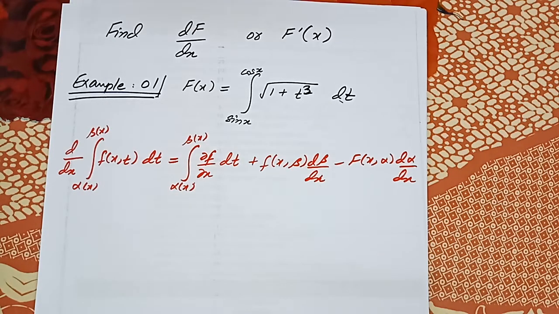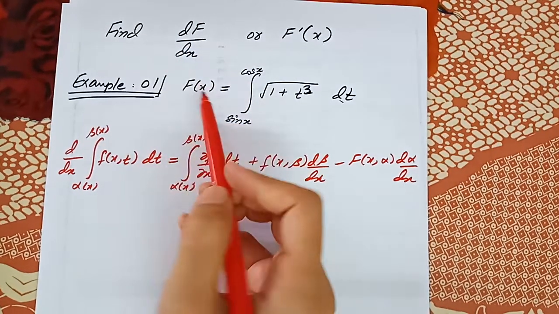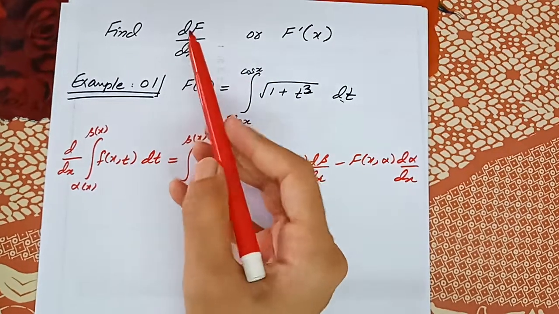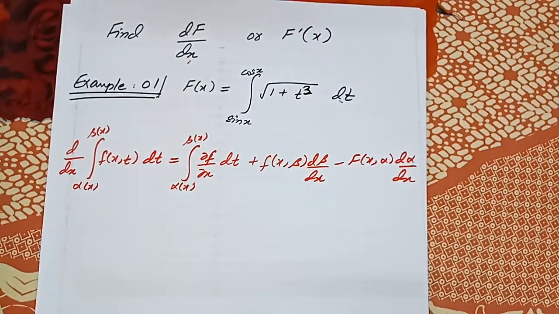Hello students, in the previous video we did the proof of Leibniz theorem. Right now we are going to use the Leibniz theorem to find the derivative of any integral equation. So right now they are just asking you to find the derivative of this function f of x, that can be written as df by dx, or you can also write it as f prime of x.